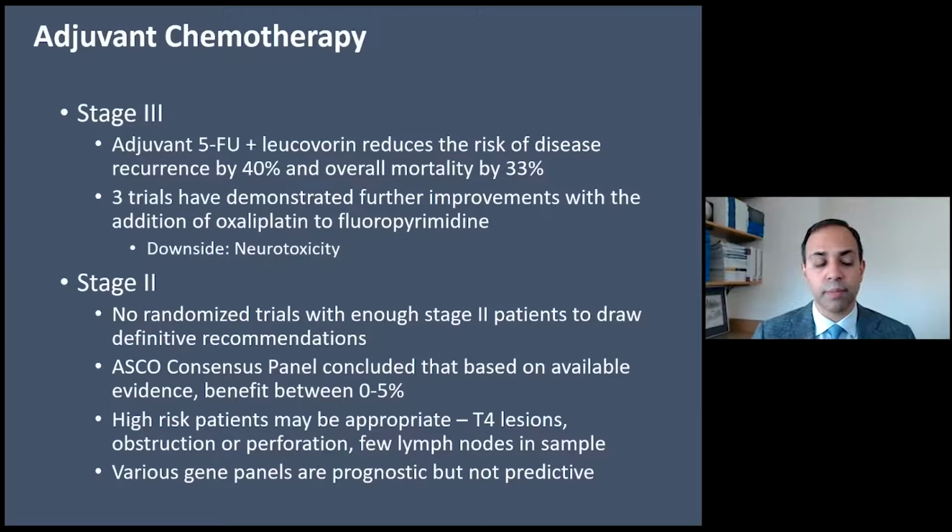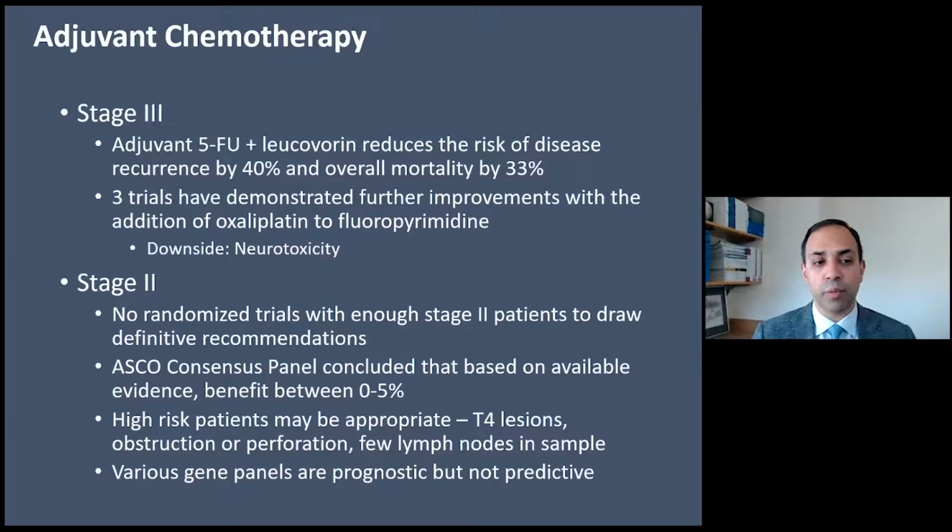There may be some higher risk features, such as presentation with a T4 lesion, obstruction or perforation at diagnosis, or inadequate lymph node sampling that might impart a greater benefit from adjuvant chemotherapy for patients with stage 2 cancer. However, these have not been clearly demonstrated.